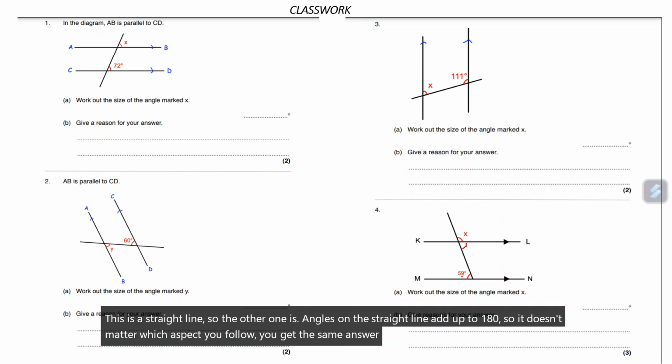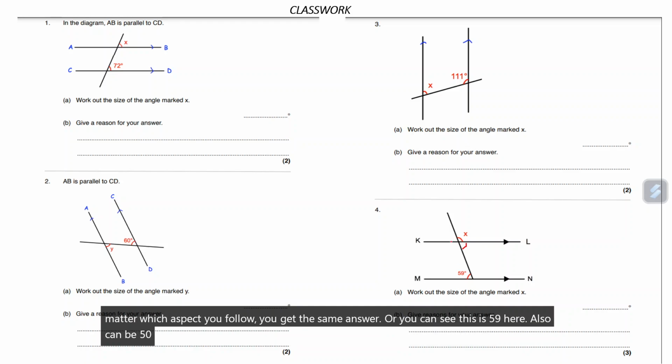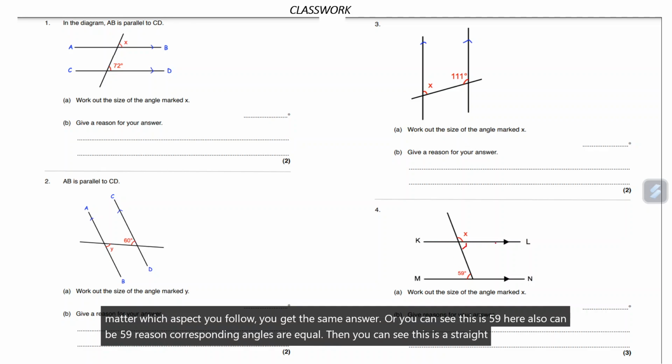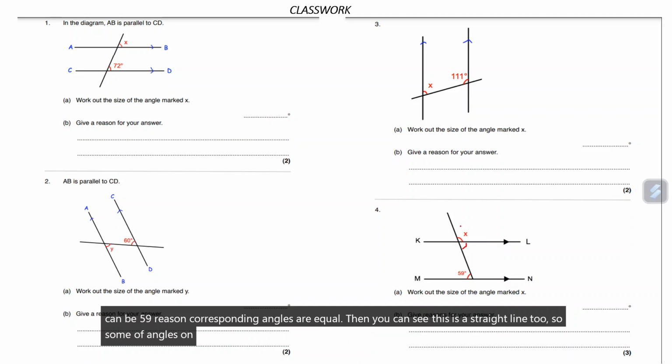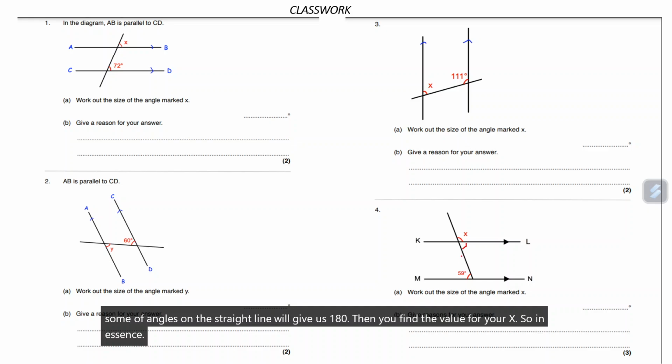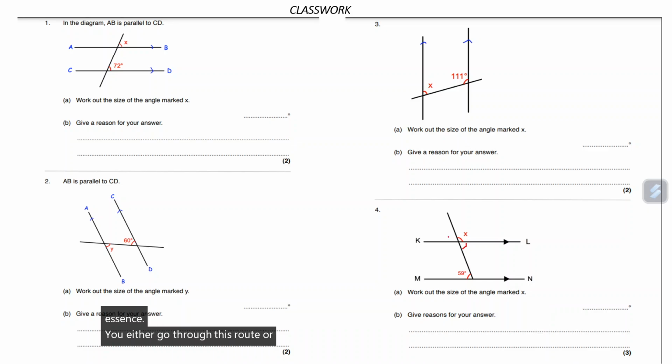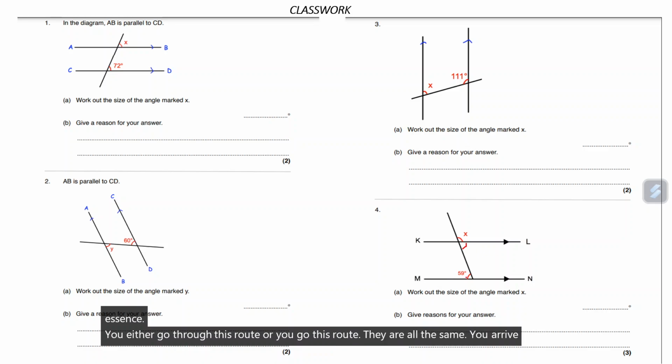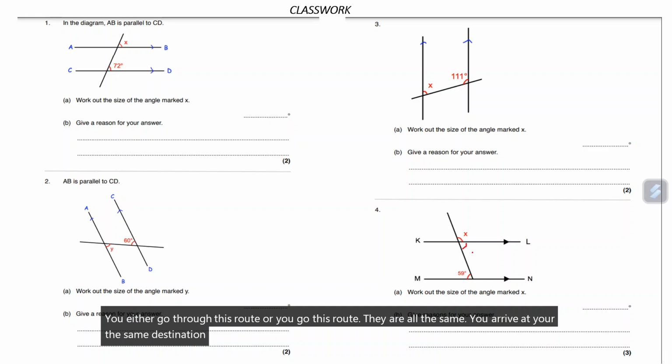Or you can see this is 59, here also can be 59. Reason: corresponding angles are equal. Then you can see this is a straight line too, so the sum of angles on a straight line will give us 180. Then you find the value for your x. In summary, you either go through this route or this route. They are all the same. You arrive at the same destination. So for me, let me go through this route.